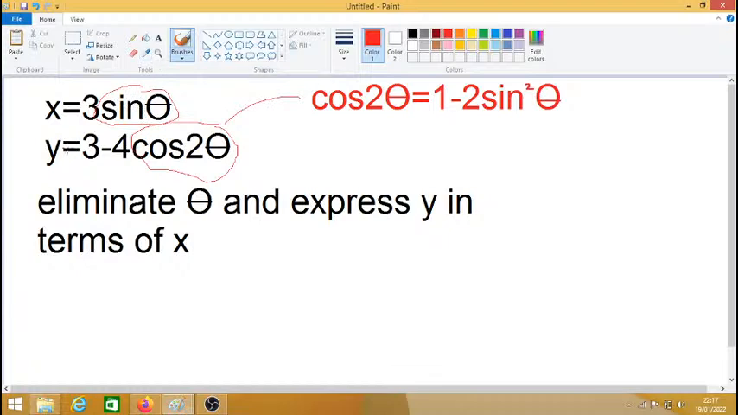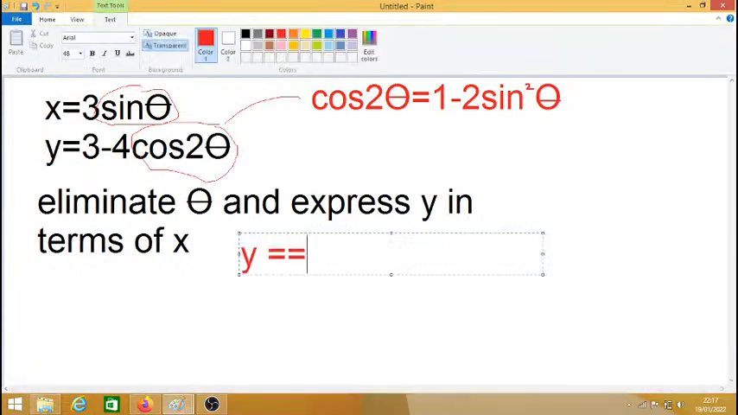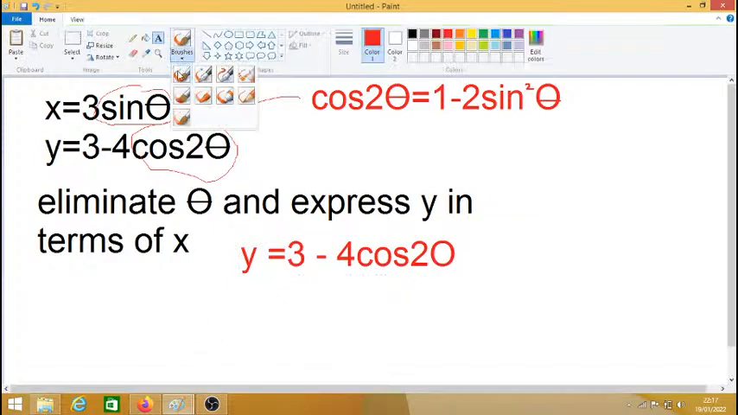So let's put it in. Let's take a copy of that second equation. We've got y equals 3 minus 4 cos 2 theta. Let's take everything onto the other side except the cos 2 theta. That will make it easier to substitute. So we can take the 3 across. It could probably be easier to take the minus 4 cos 2 theta across first to make it a positive, but instead I'm just going to multiply everything by minus 1.